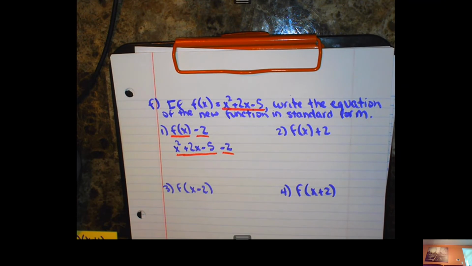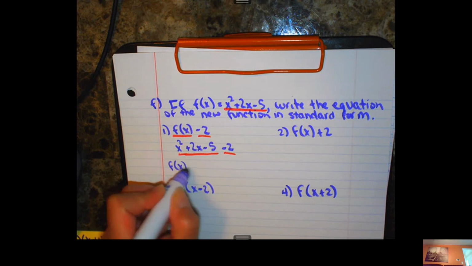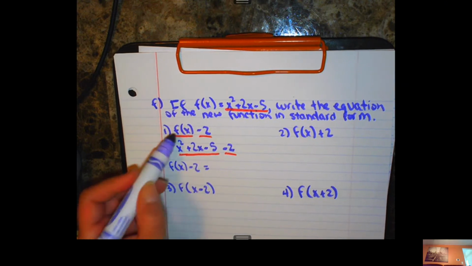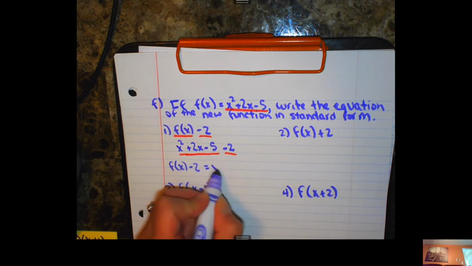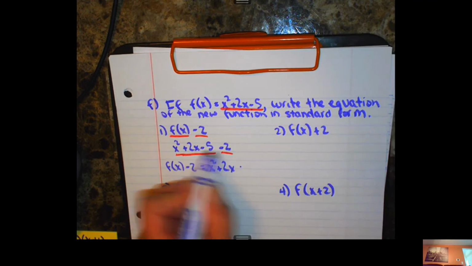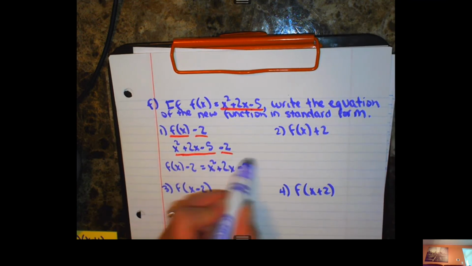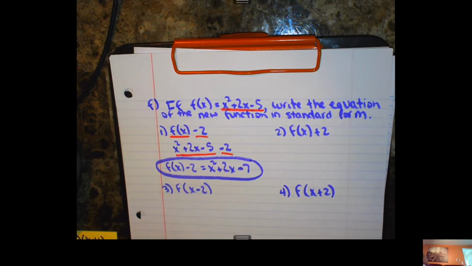My new equation is going to be this simplified. So we're going to have f of x minus 2 equals. So I just brought this down. Now I'm going to simplify this. So we bring down the x squared. I bring down the plus 2x. And I bring down negative 2. Negative 5 minus 2 is minus 7. There's my new equation. So all we're doing is taking our original function and just doing whatever it says at the end.